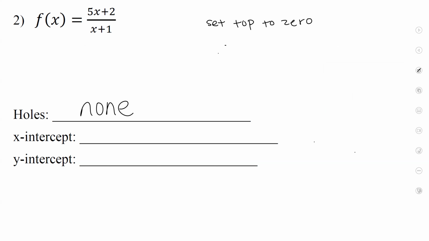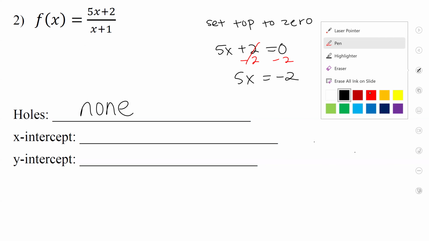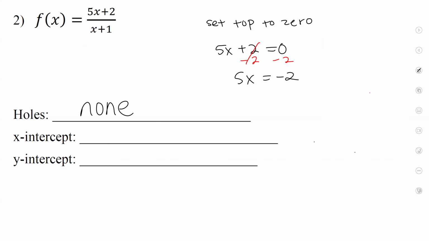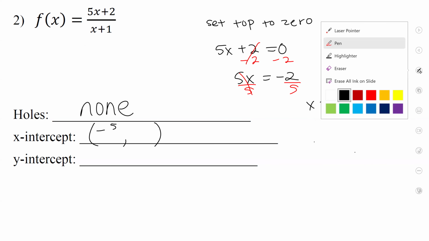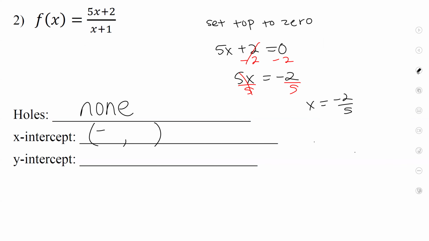So the top is 5x plus 2. Set it equal to 0. We'll solve it. So I'm going to subtract 2. I get 5x equals negative 2. Now what? Yes, good. Divide by 5. So I get x is equal to negative 2/5. So that's my x-intercept. I'm going to put it as a point. Negative 2/5, 0.